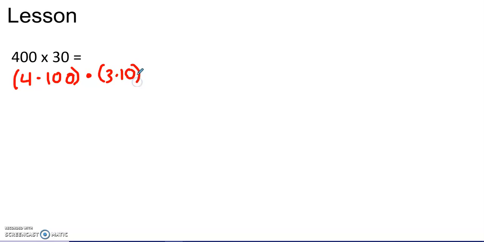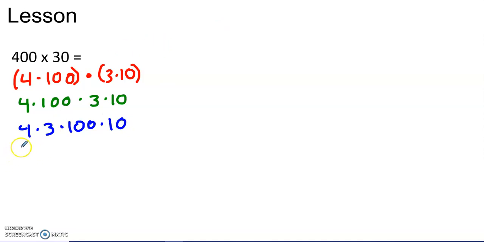Now that I have this, I notice that I can use my commutative and my associative property of multiplication to regroup these. So I can group the 4 and the 3 together while I group the 100 and the 10 together. So I'm going to write them without parentheses, just so that I can really move them. Now I'm going to use my commutative property first, and by using that, I'm going to switch the 100 and the 3. So I end up having 4 times 3 times 100 times 10. By doing this, I can easily multiply my numbers.